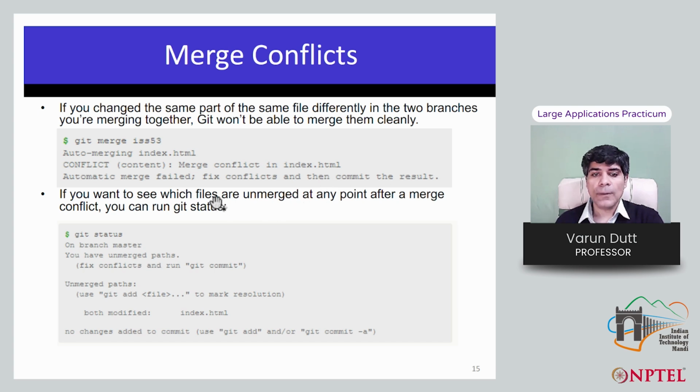If you want to see which files are unmerged at any point after a merge conflict, you can run git status, and here you can see you have unmerged paths, and these are the unmerged files. These are the files which have not got merged. In general, you will have to open the file and resolve this conflict and then try merging it again with the file which is available on the ISS53 branch.